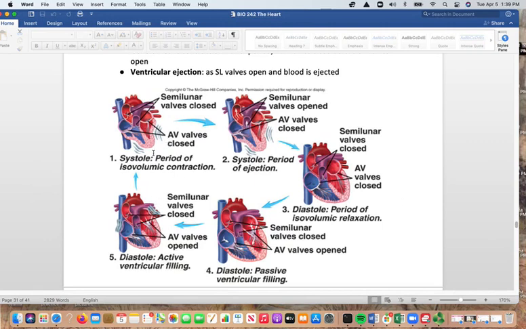So this illustrates it here. Again, your systole with your period of isovolumetric contraction. You go into systole with ejection. Diastole, where you have that brief isovolumetric relaxation. Then diastole, passive filling. Diastole, active ventricular filling. And it repeats.